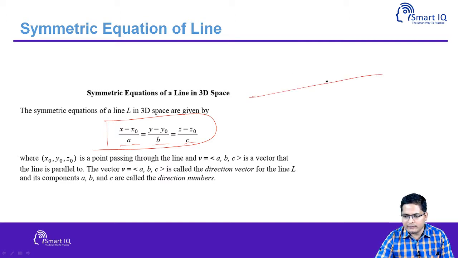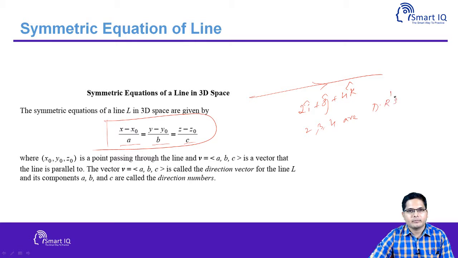So any line will have a direction vector. Suppose it has 2i plus 3j plus 4k. This is the direction of the line. These 2, 3, 4 are called DRs, direction ratios. If 2, 3, 4 are direction ratios, then minus 2, minus 3, minus 4, which are proportional to these ratios, are also called direction ratios. Similarly 4, 6, 8 are also direction ratios. Whatever constant k you multiply to these numbers, they will still be direction ratios.